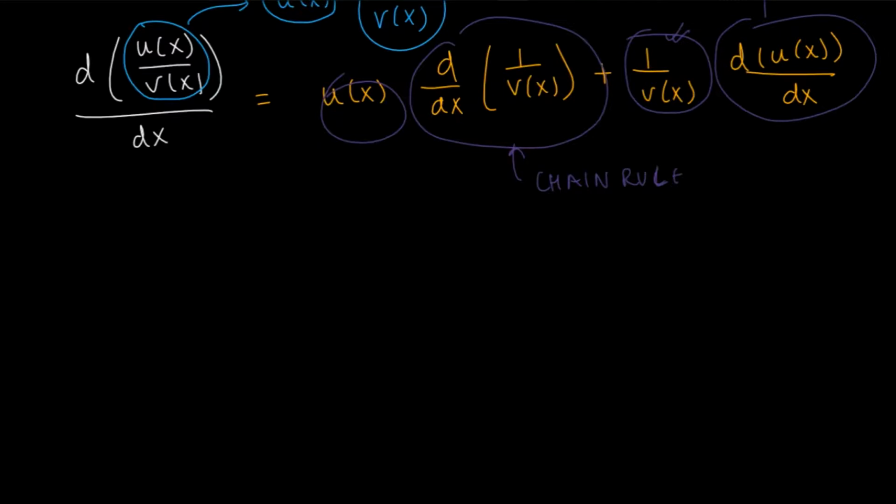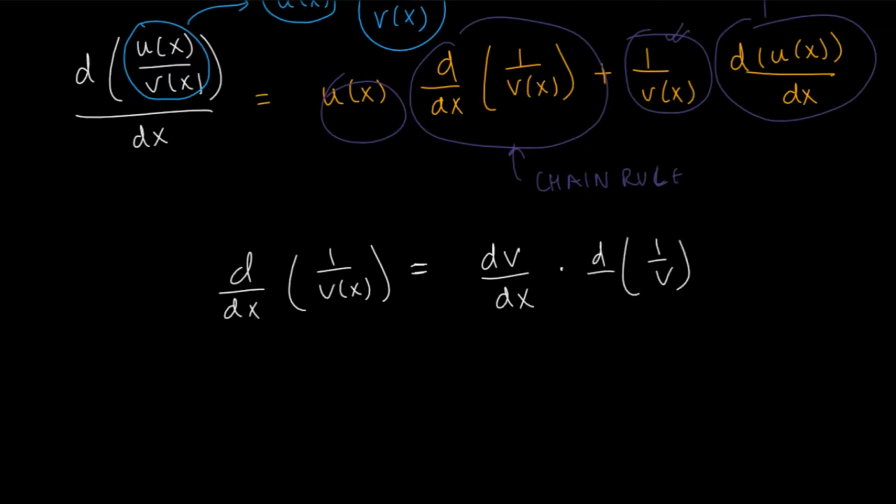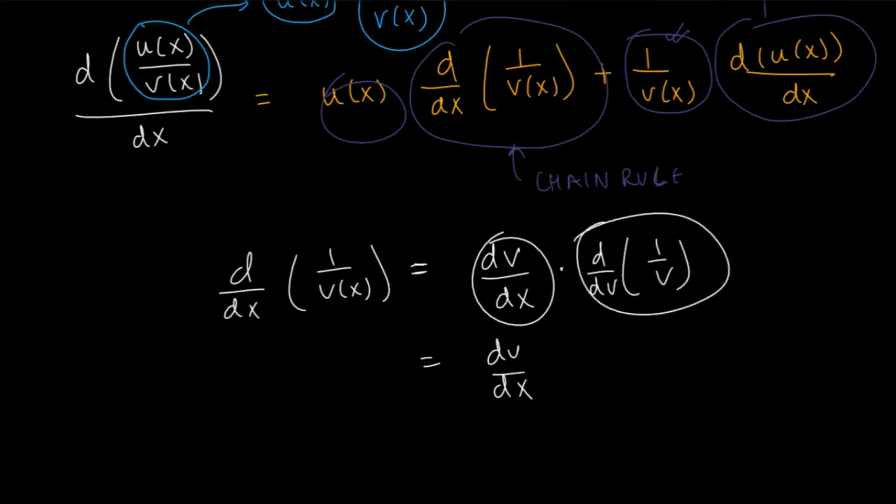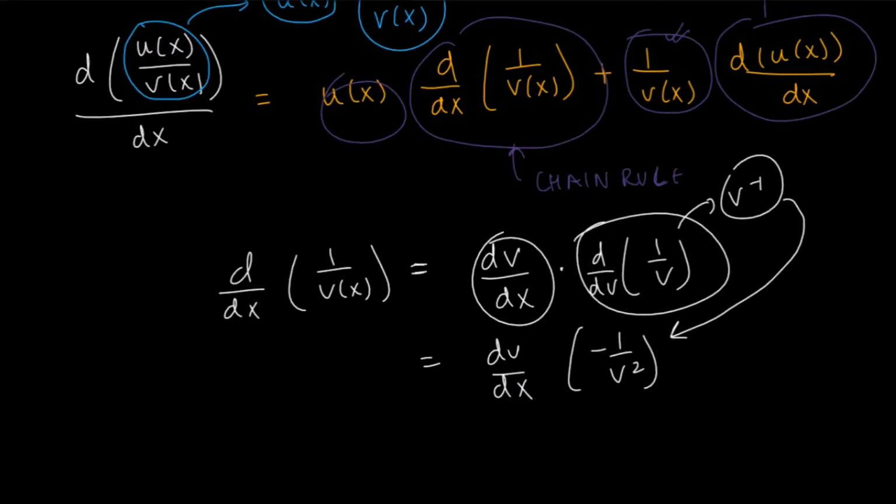So we can write that d over dx of 1 over v of x is just the derivative of v with respect to x times the derivative of 1 over v with respect to v. That's the chain rule. And now it's fairly easy. This thing, we know, we can figure that out. And this stuff right here, d over dv of 1 over v, is equal to negative 1 over v squared. Remember, this is just v to the power negative 1, and its derivative is negative 1 over v squared.